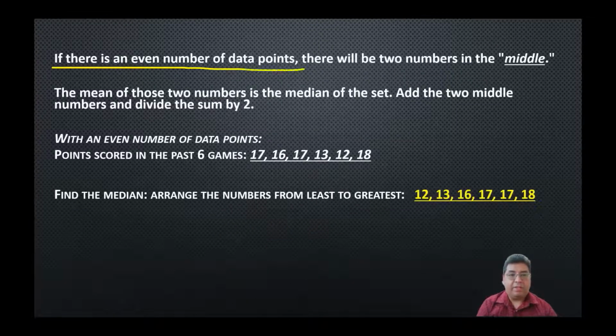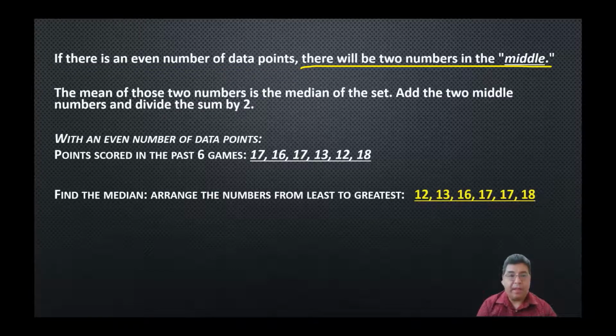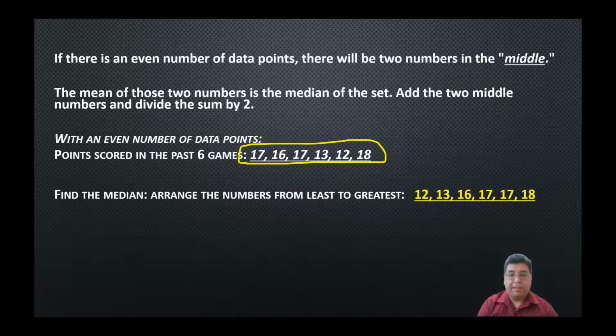If there is an even number of data points, there will be 2 points in the middle. The mean of those 2 numbers is the median of the set. Add the 2 middle numbers and divide the sum by 2. With an even number of data points, points scored in the past 6 games. So, we've got 6 games here with point totals of 17, 16, 17, 13, 12, and 18.